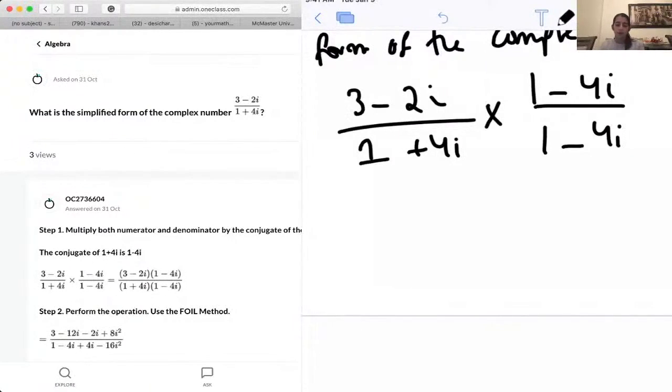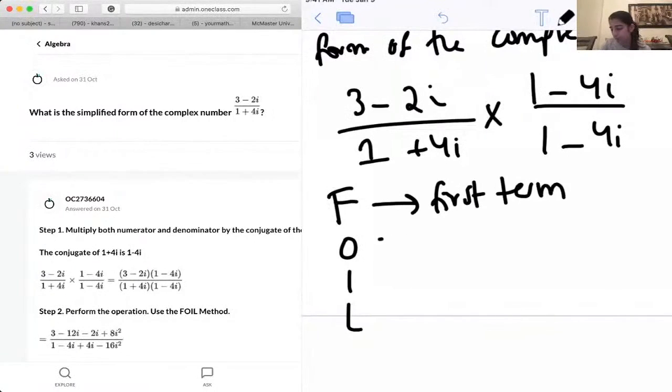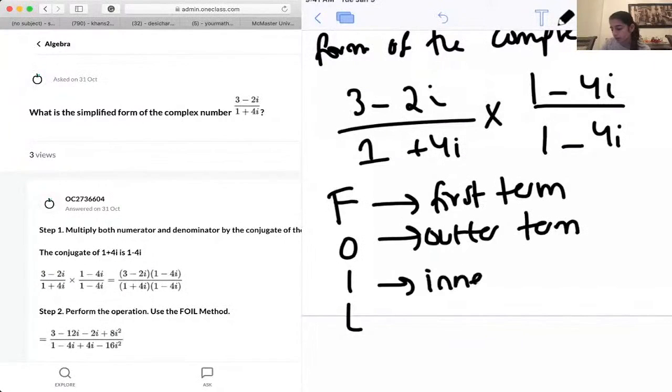Then we're going to perform a FOIL, which is first term, then outer term, and then inner term, and last term. That's what FOIL stands for. First term, outer term, inner term, and last term.